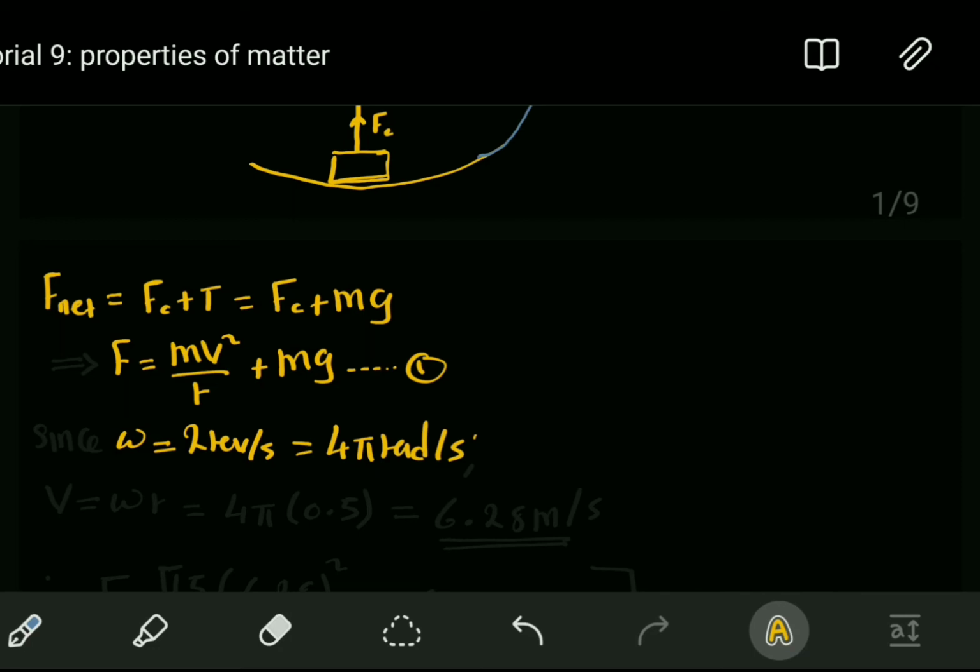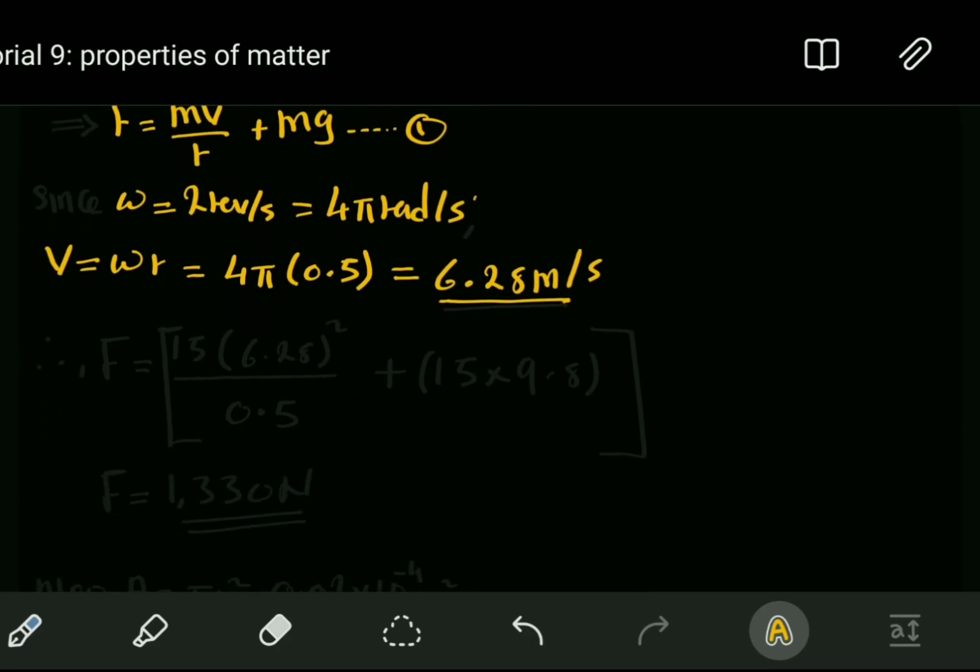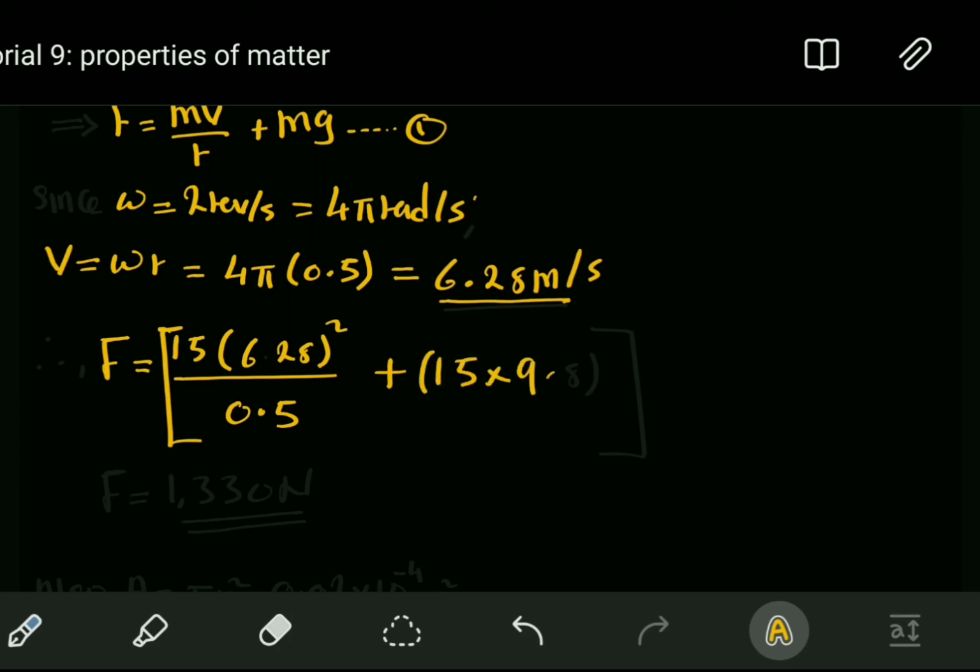We also know that the linear speed is given as the angular speed multiplied by the radius, and the radius is 0.5 meters. Therefore we have 4 pi times 0.5, giving us a linear speed of 6.28 meters per second. Now that we know the value of v, we can go back to equation 1 and find the value of F. We simply substitute these values. We have F equals mv squared divided by r, plus mg.